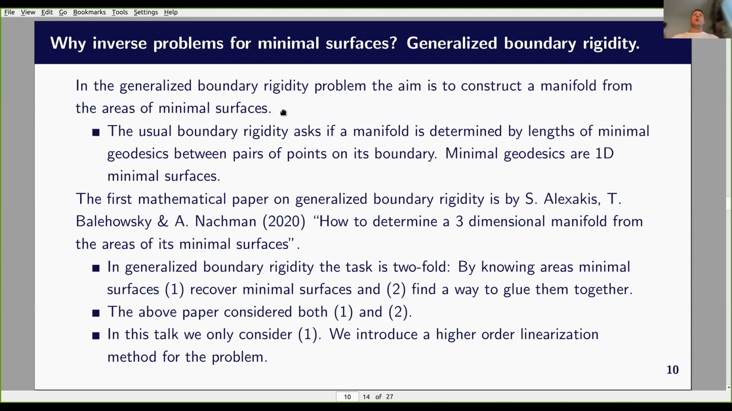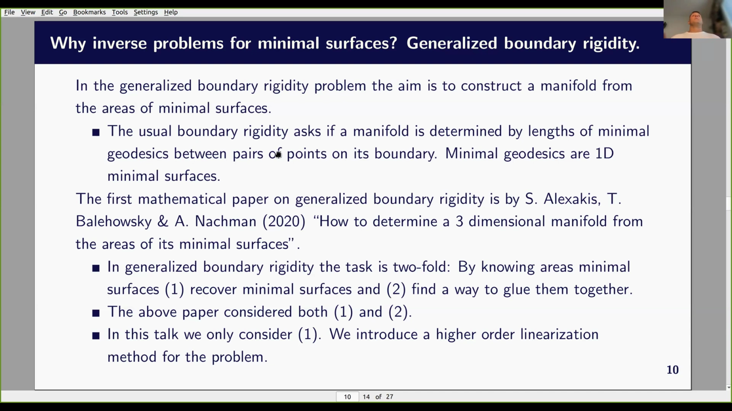This is related to the usual boundary rigidity as follows. The usual boundary rigidity asks if a manifold is determined by lengths of minimal geodesics between pairs of points on its boundary. Note that minimal geodesics are in fact 1D minimal surfaces. So instead of asking how to recover a manifold from lengths of geodesics, we now ask how to recover a manifold from areas of minimal surfaces. In that sense, it's a generalization of the usual boundary rigidity problem.